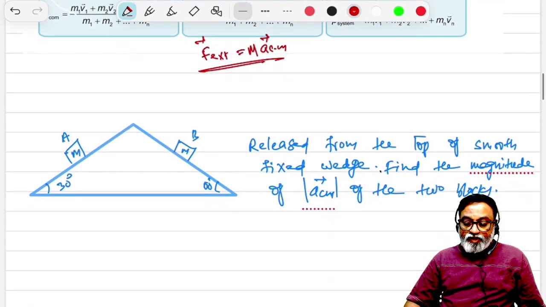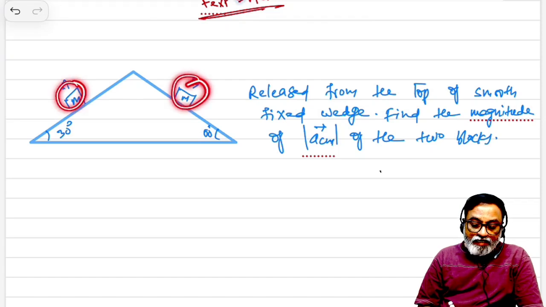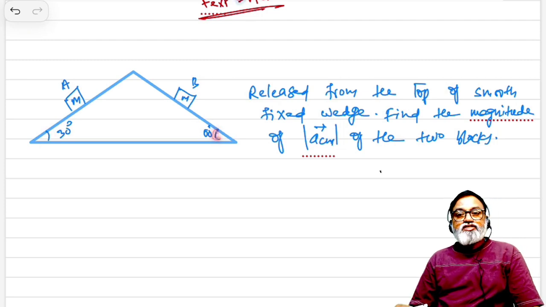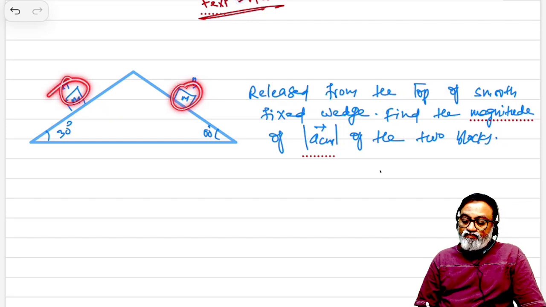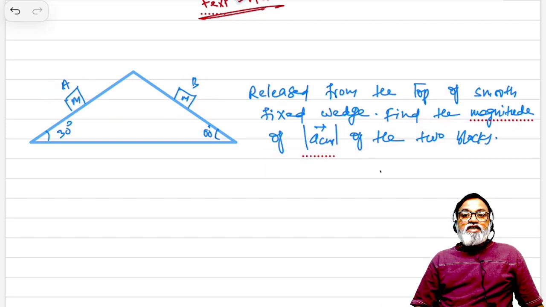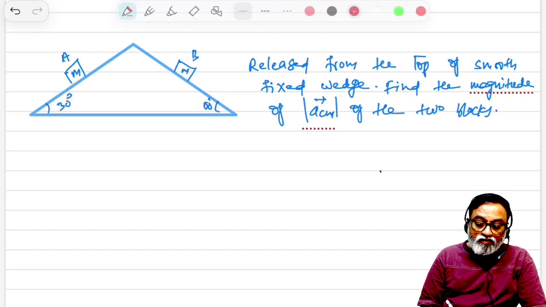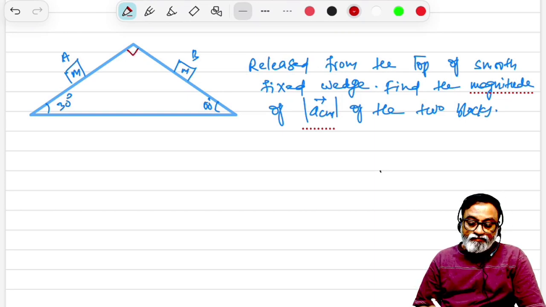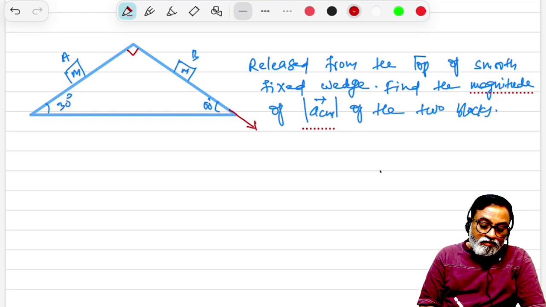See, here is one numerical. These are the two bodies A and B having mass m, placed on two inclined planes of 30 degrees and 60 degrees. When these two bodies are released, find the magnitude of acceleration of center of mass of the two blocks. See here, this angle is 60 degrees, this is 30, therefore this one is nothing but 90. Therefore, I am taking this as x-axis and this as y-axis.